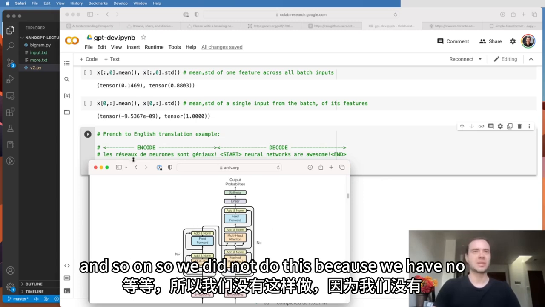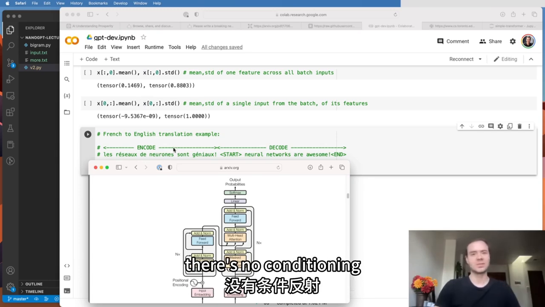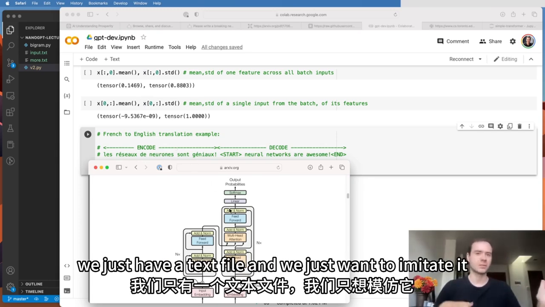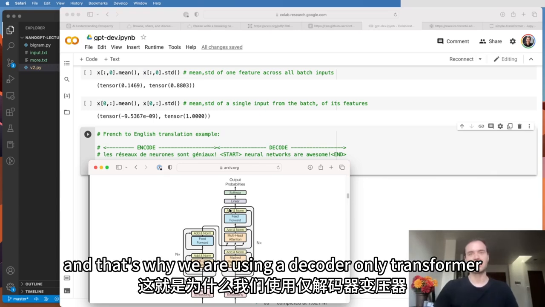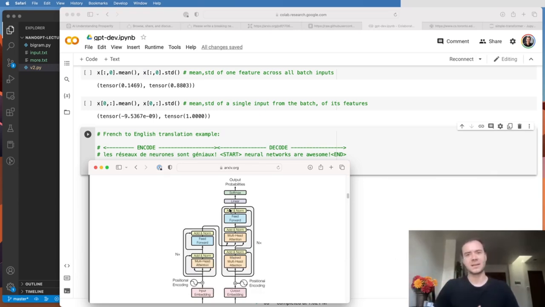We did not do this because we have nothing to encode. There's no conditioning. We just have a text file, and we just want to imitate it. And that's why we are using a decoder-only transformer, exactly as done in GPT.